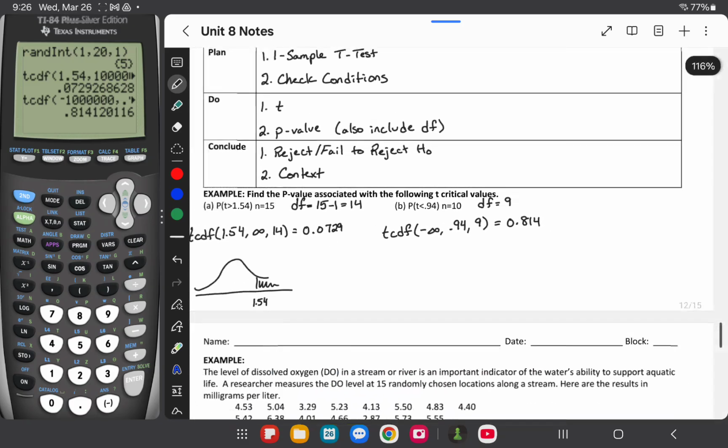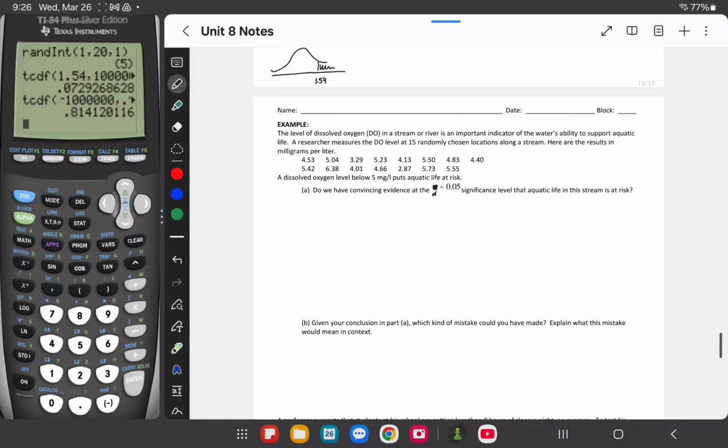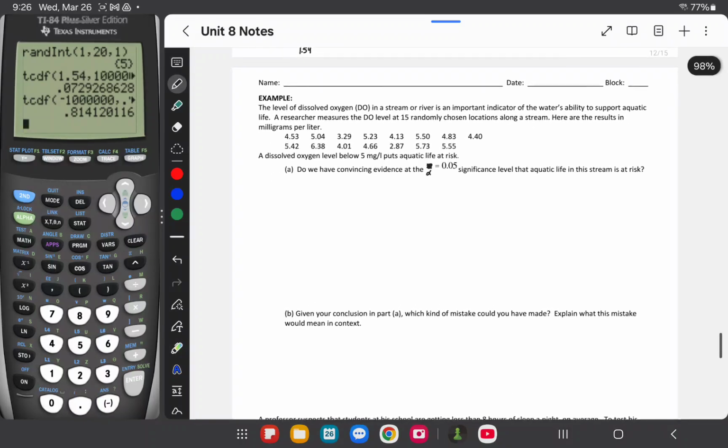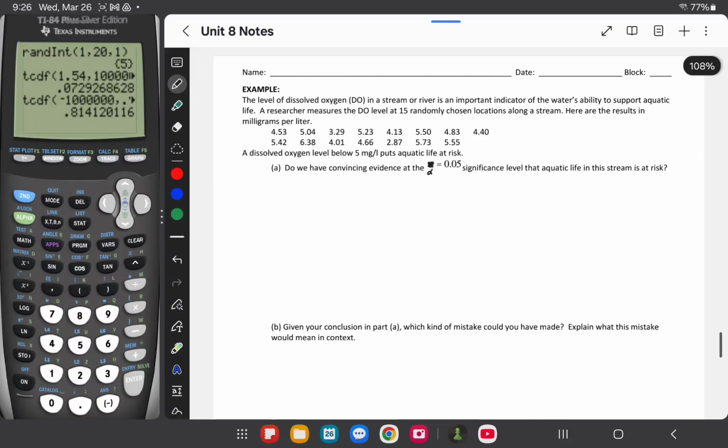Okay, so let's take a look at an example going through the 4-step process and making sure we know how to do that for a mean. The context that we're going to be looking at is going to be the dissolved oxygen level in a stream or river, which is an important indicator of the water's ability to support aquatic life. So a researcher measured the DO level at 15 randomly chosen locations along a stream. Here are those results in milligrams per liter.